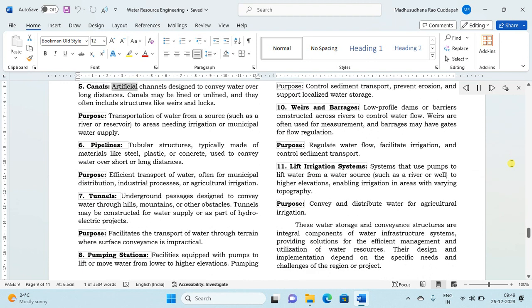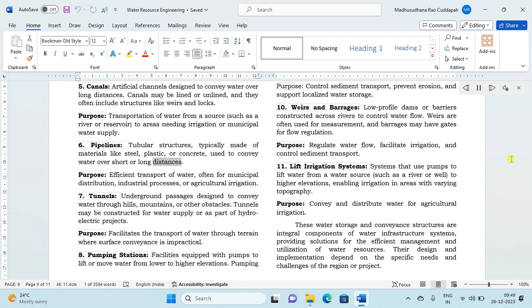5. Canals, artificial channels designed to convey water over long distances. Canals may be lined or unlined, and they often include structures like weirs and locks. Purpose: transportation of water from a source, such as a river or reservoir, to areas needing irrigation or municipal water supply.